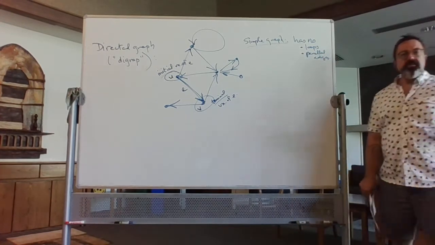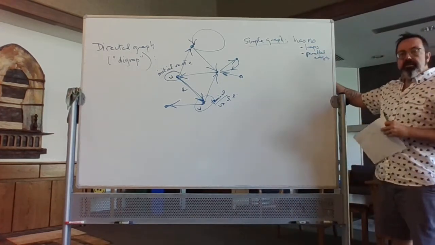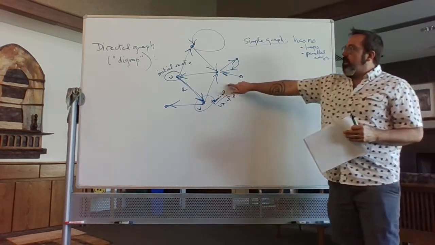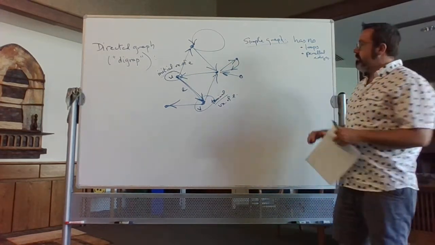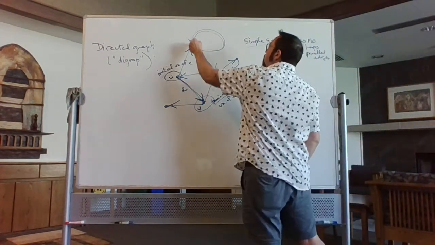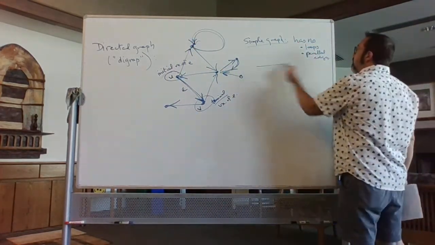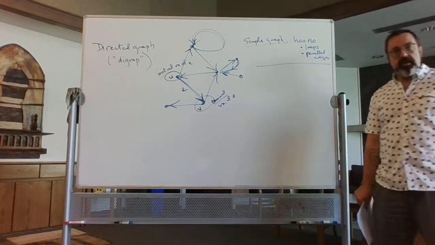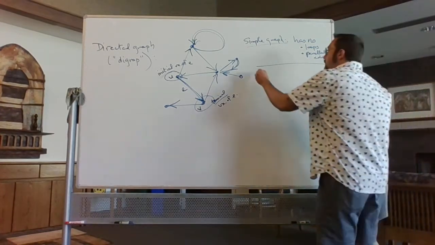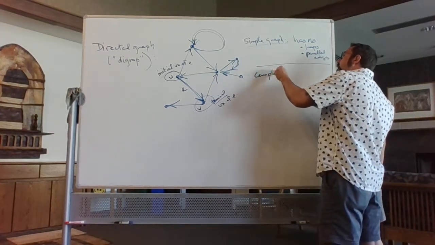So neither of the graphs I've drawn so far, neither the graph on the other side nor this directed graph here, are simple, because in both cases there is a loop and a pair of parallel edges. But if you have a graph with no loops and no parallel edges, it's called a simple graph. A complete graph, whether directed or not.